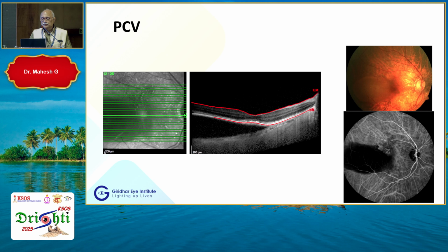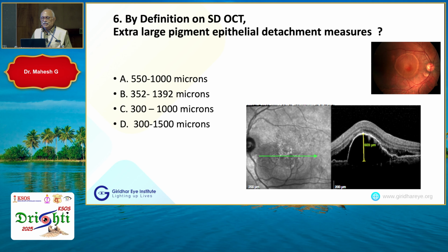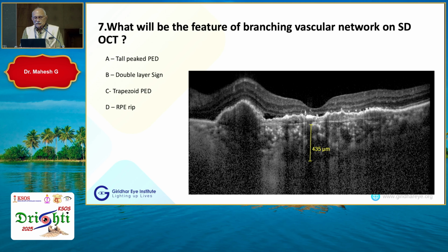I will ask another question for you. By definition, what is extra large pigment epithelial detachment? Actually, this is taken from some studies. The answer is B. Why it is B, I don't know. Somebody has used it. So basically it is more than 500 to 1500 microns in height. This is not a typical hemorrhagic PED. It's due to the large size that you don't see anything under the choroid. So that is extra large PED.